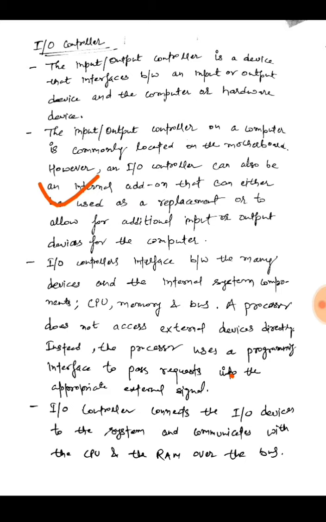A processor does not access external devices directly. So the CPU, that is the central processing unit, does not access the external devices, which can be input or output devices, directly. Instead, the processor uses a programming interface to pass requests into the appropriate external signal. So this is basically a programming interface which controls the communication between our computer or CPU and the input output device. So input output controller connects the input output device to the system and communicates with the CPU and the RAM over the bus.